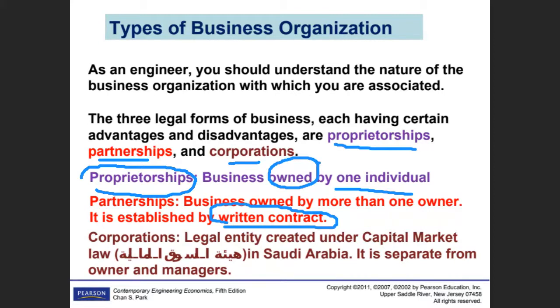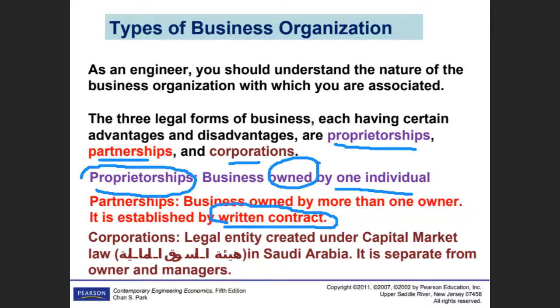Okay. The point here is that a proprietorship is a business owned by one individual. A partnership is a business owned by more than one owner. And the partnership is established based on a written contract. The written contract specifies the terms and conditions, right?